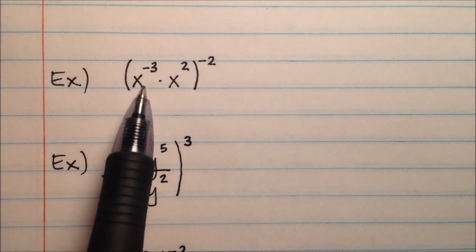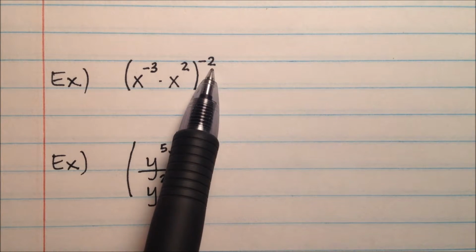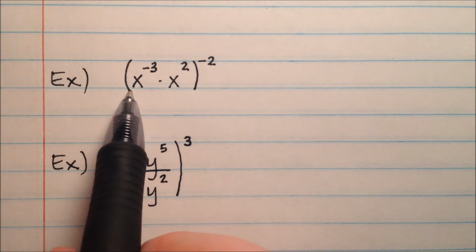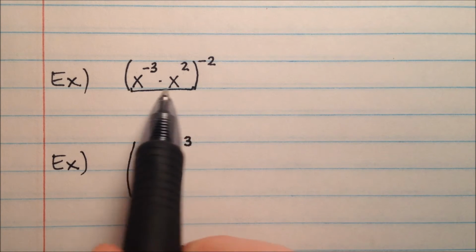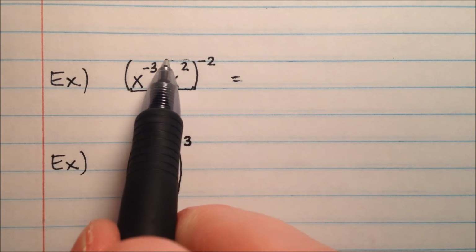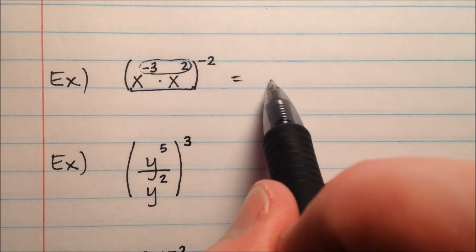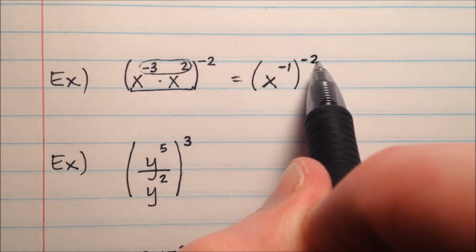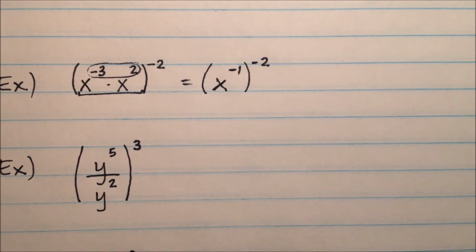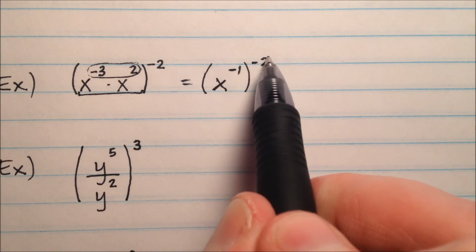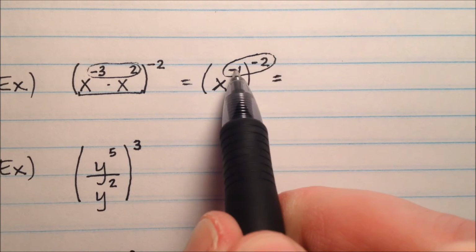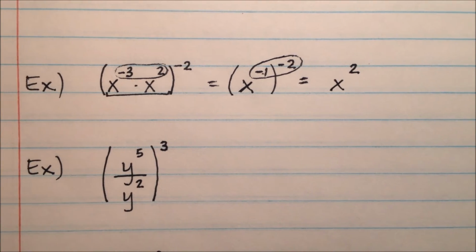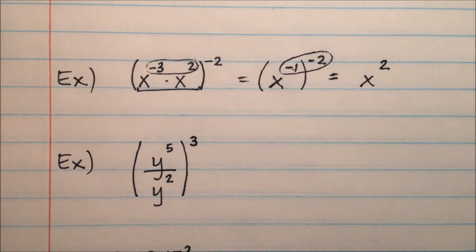Our next example has a quantity raised to the power of negative 2, and it's x to the negative 3 times x squared. Using our product rule, we can put these x's together first and say negative 3 plus 2, and that's going to be x to the negative 1, and that's all raised to the power of negative 2. Now when we use this property, we can multiply these two, and negative 1 times negative 2 makes x squared. So this example simplifies down to just x squared.